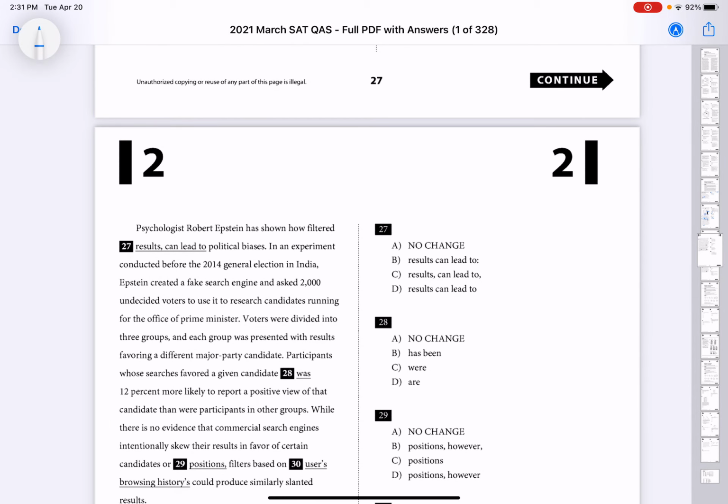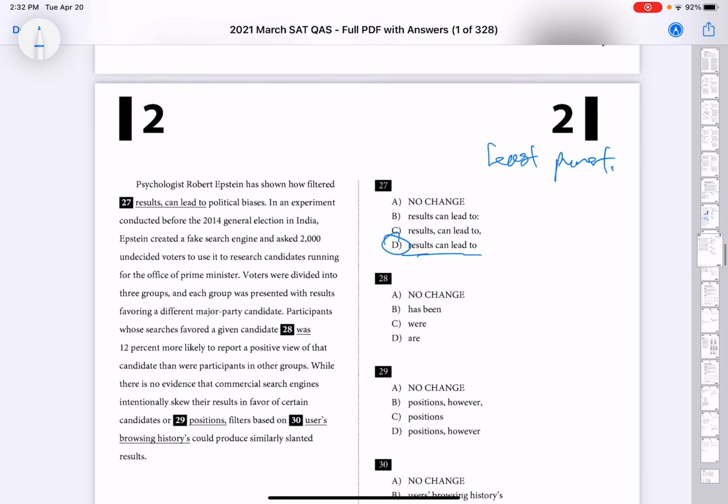27. Psychologist Robert Epstein has shown how filtered results can lead to... All right, so now here's another hint here too. This has like results can lead to. So usually in this kind of case, I would pick the answer that has the least amount of punctuation. Always try to test the answer that has the least punctuation first, okay? Because simpler is better, all right? And that's also the case many times on the SAT test. So whenever you're in a situation where there's lots of commas versus an answer choice with no commas, if you had to guess, lean towards the answer choice that has no comma.